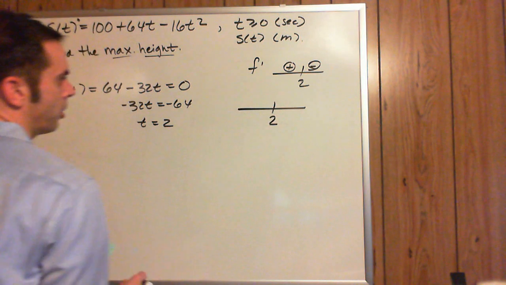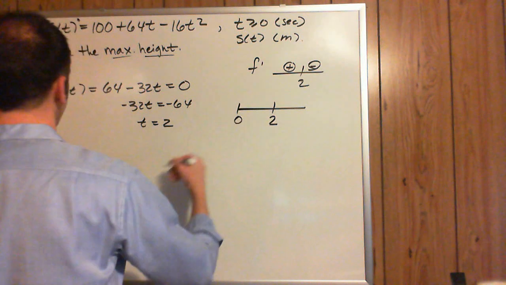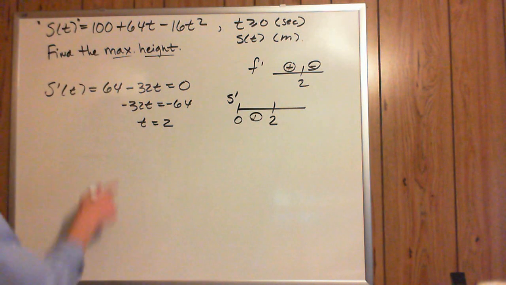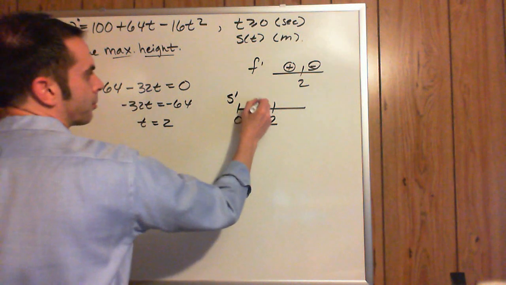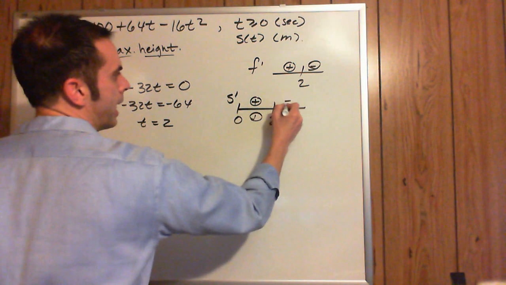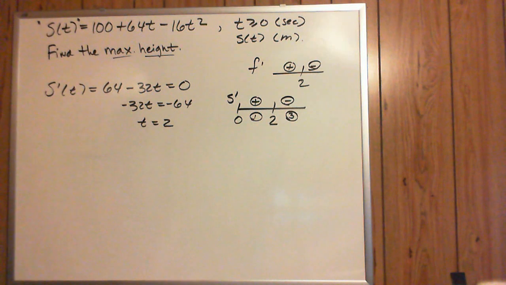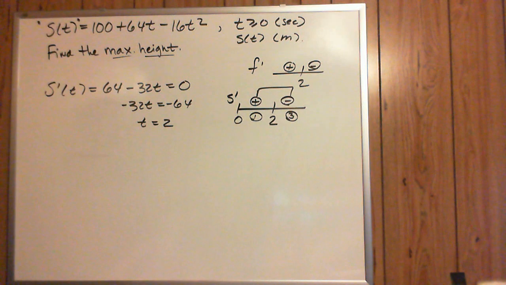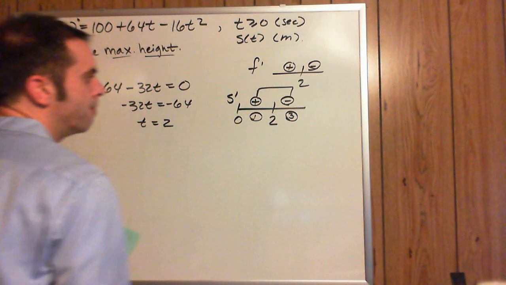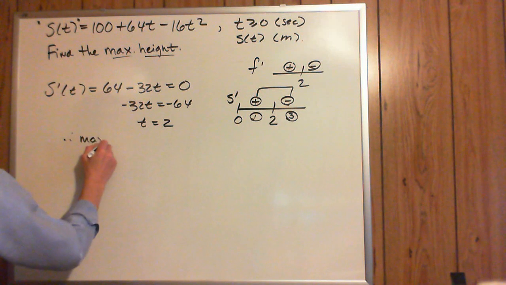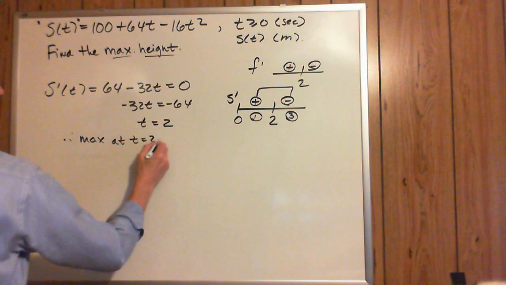The critical number is only 2. Time is at least 0, and this is s prime. If we pick 1 as a number to test, we would get a positive. And if we pick 3, we would get back a negative. Since s prime only changes sign from positive to negative at t equals 2, this confirms we have a maximum at t equals 2. So therefore, there is a max at t equals 2 seconds.